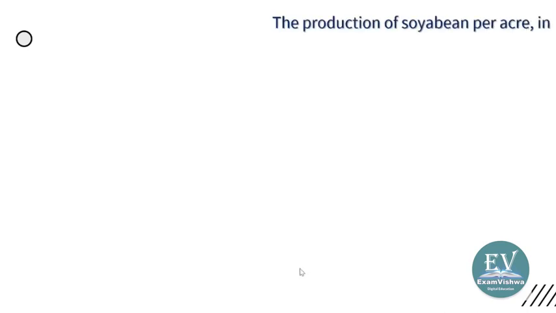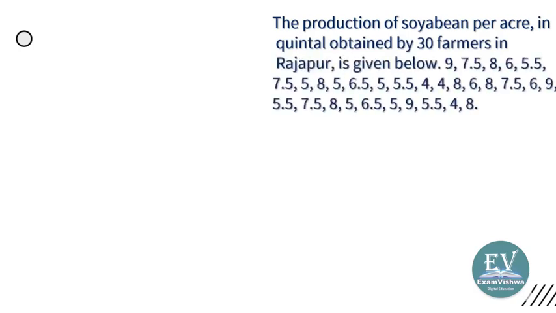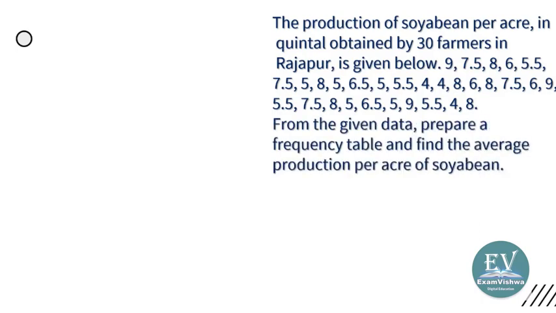Let us go ahead. Here is another situation regarding the production of soya bean per acre in quintal obtained by 30 farmers in Rajapur, given below. This is soya bean production by farmers: 9, 7.5, 8, 6 quintal, 8 quintal, 6 quintal, 5.5 quintal, 7.5 quintal, 5, 8, like that they have given. Now what is the question here? From the given data prepare a frequency table Fi and find the average production per acre of soya bean. So we are asked to create a table and solve this.